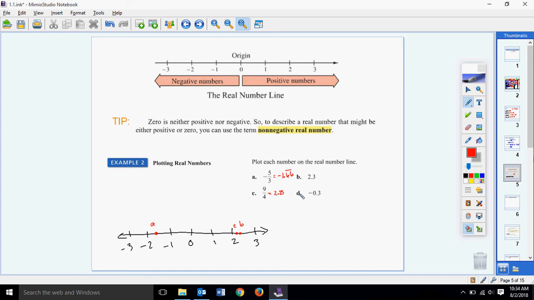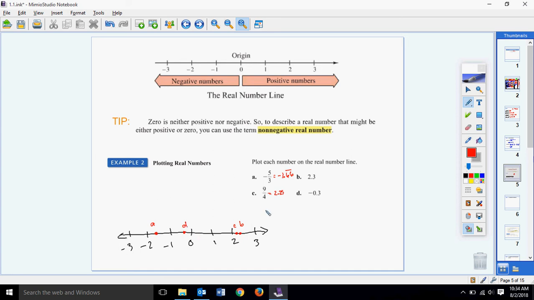And lastly, I have point D, which is -0.3. So -0.3 lies between -1 and 0, but it is a little bit closer to 0. So I'm just going to smudge it a little bit closer and call it D.